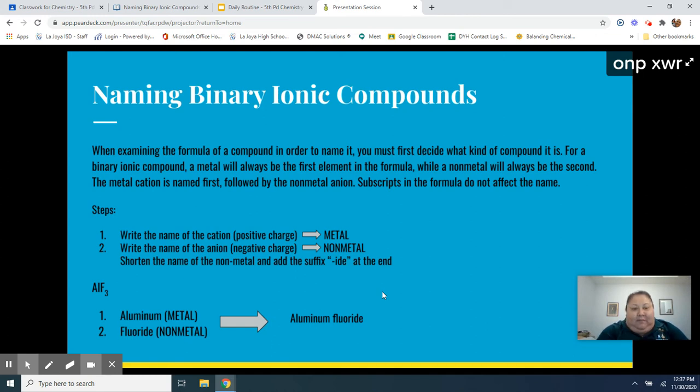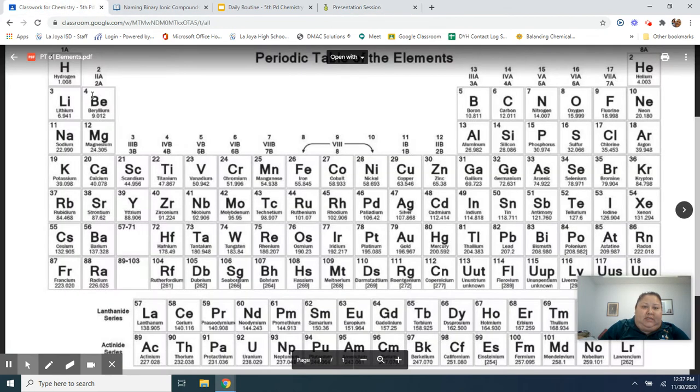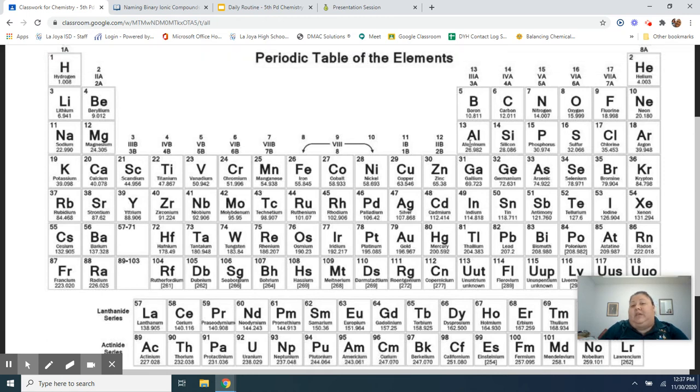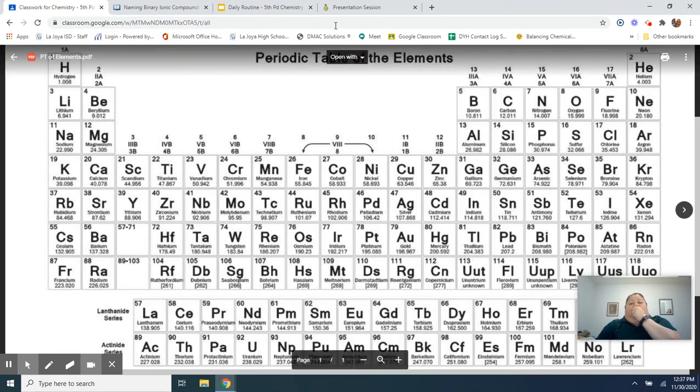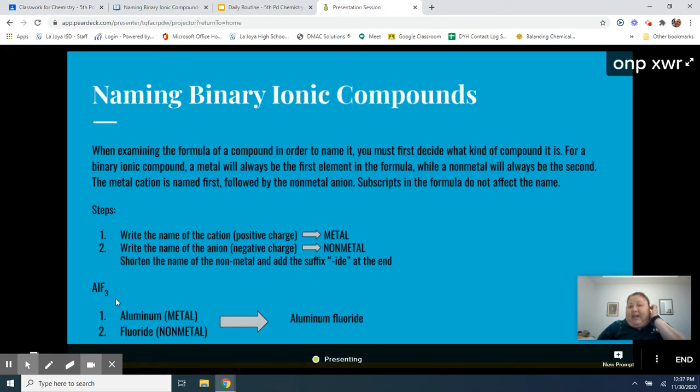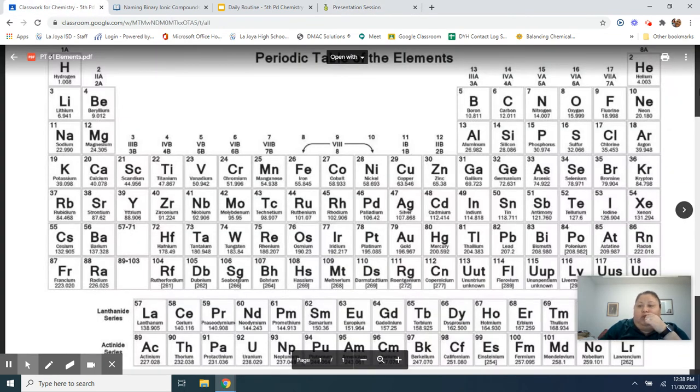And then they provide an example. AlF3. So first off, what metal is Al? So you go to your periodic table, Al, element 13, aluminum. So you write the way you see it. Don't change the name of the metal. In the case of F, your non-metal, it's element 9 over here, originally known as fluorine.